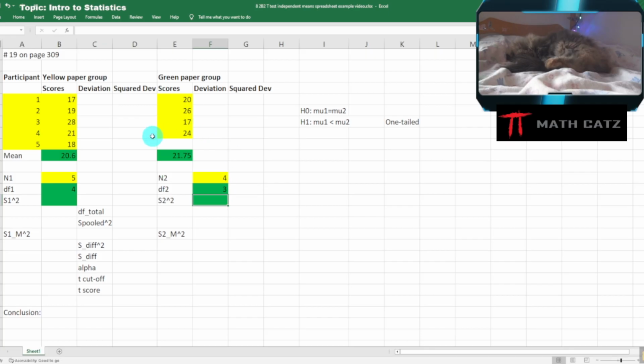So we want to get our variance estimates. We need to look at the deviations from the mean and as well the square deviations. For this deviation, I calculate my score minus the mean. Now I'm going to copy this over. I don't want the mean cell to move, so I'm going to press F4 and it puts those dollar signs next to it, indicating that it's fixed.